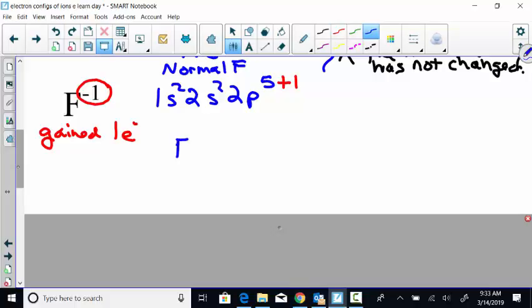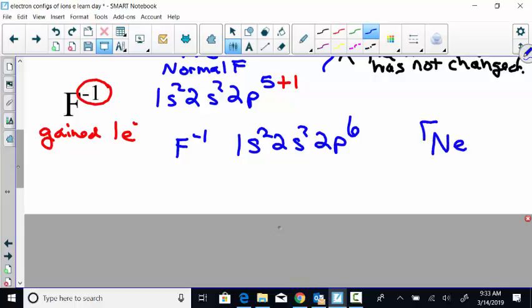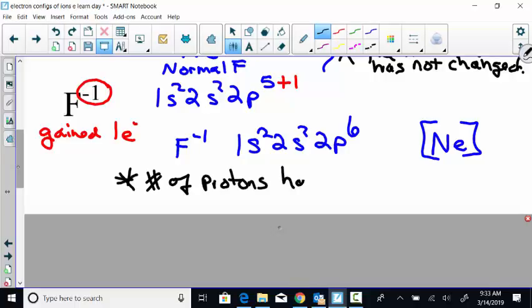So then the electron configuration of fluorine 1 minus will be 1s2, 2s2, 2p6. That is now its electron config. And who does it look like? Again, it looks like neon. Why isn't it neon? You got to remember, the number of protons has not changed.